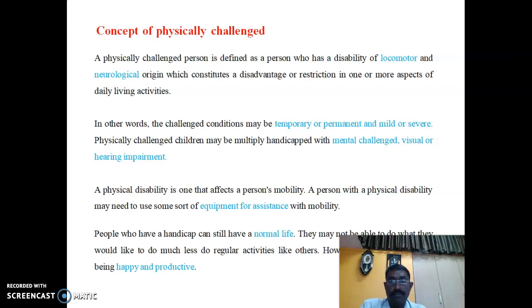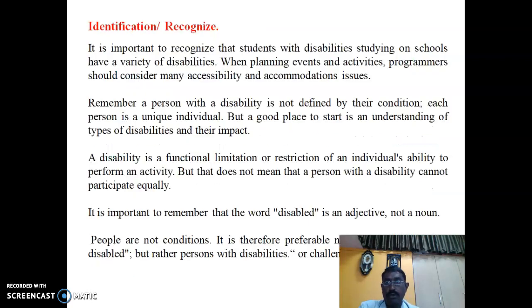Physically challenged children may be multiply handicapped with a mental challenge, visual or hearing impairment. Physical disability is one that affects the person's mobility. A person with physical disability may need to use some sort of equipment or assistance with mobility. People who are handicapped can still have a normal life. They may not be able to do what they like to do, or do regular activities like others. However, they are capable of being happy and productive.